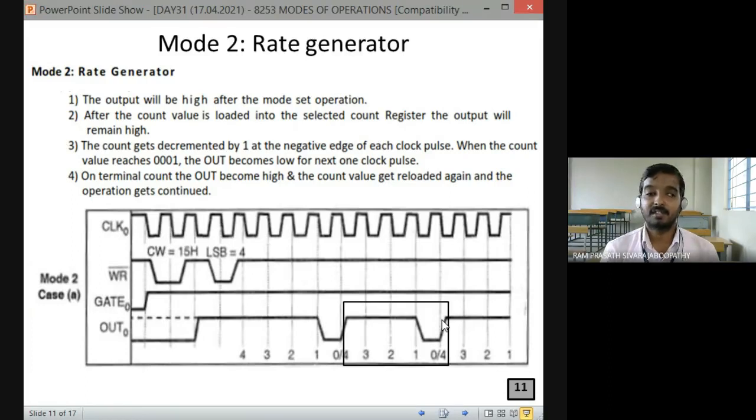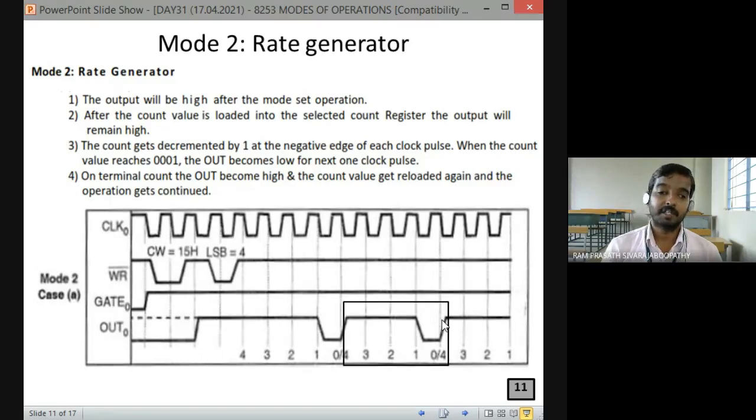Generally, when the count value becomes 0, the counter stops. But in this particular mode, since the count value is reloaded, on terminal count the operation is going to happen continuously. This process is going to repeat again and again. Is it clear to everyone?